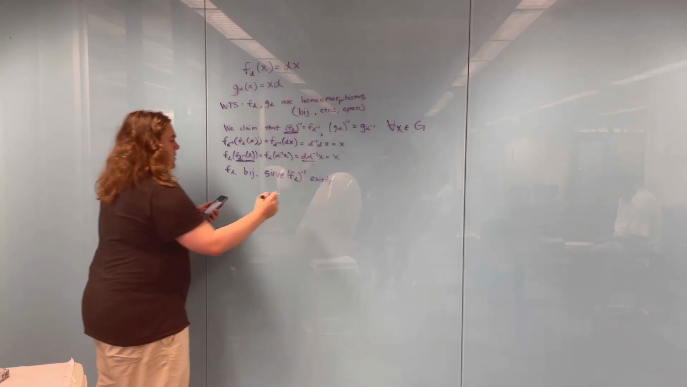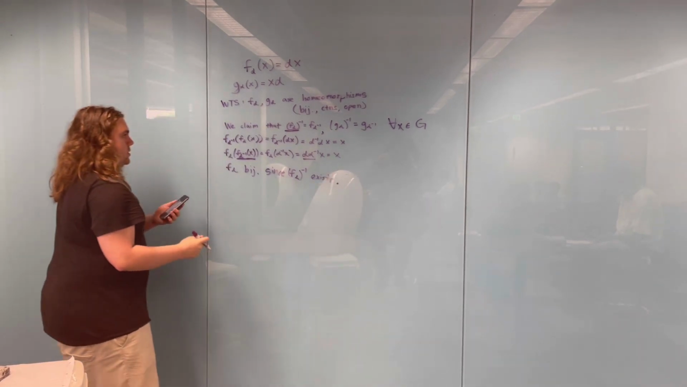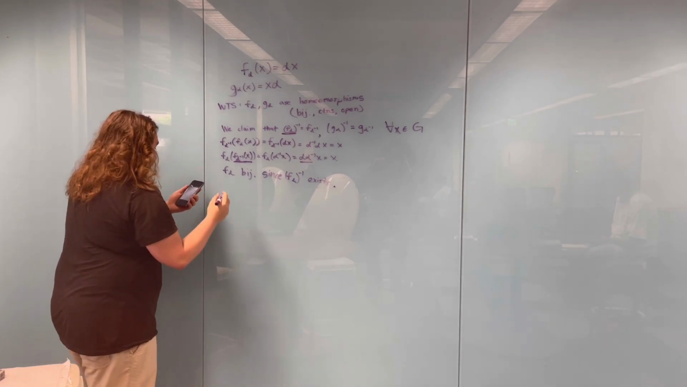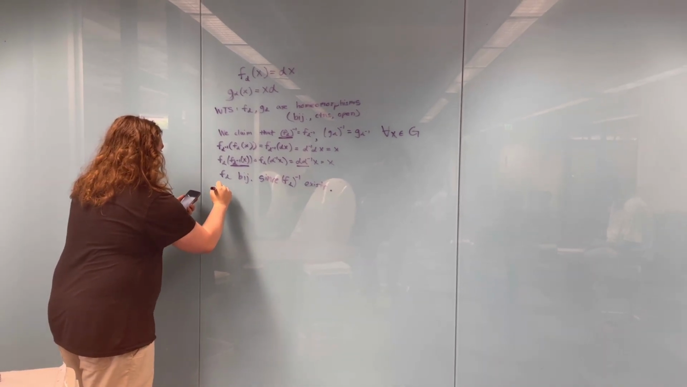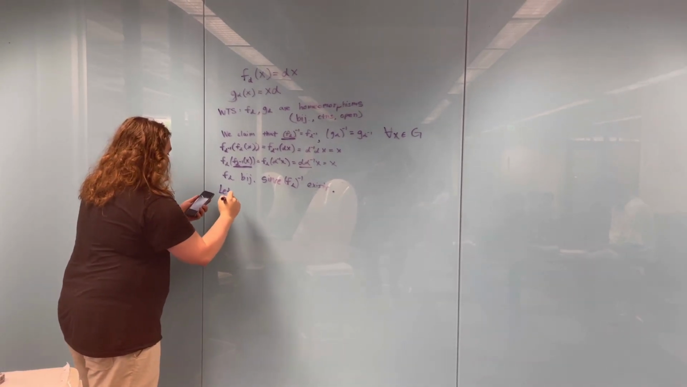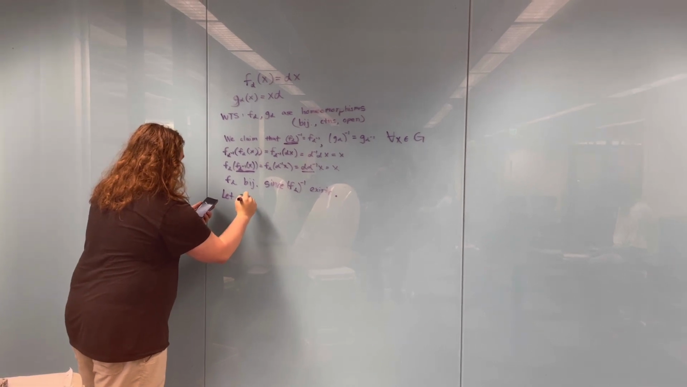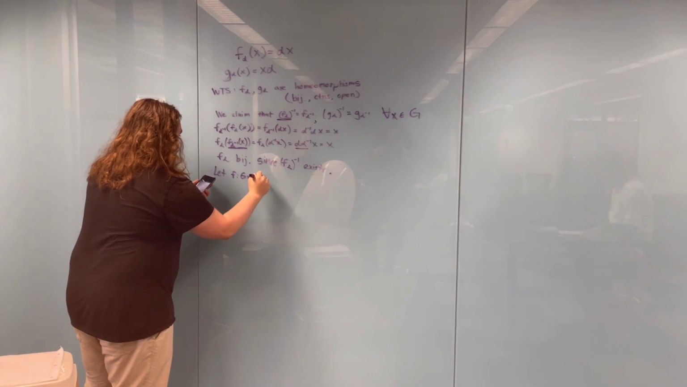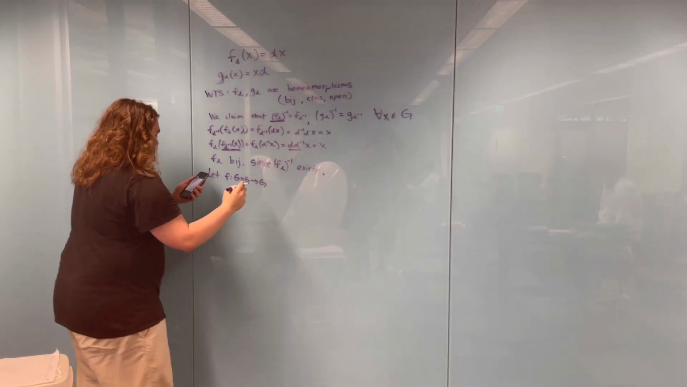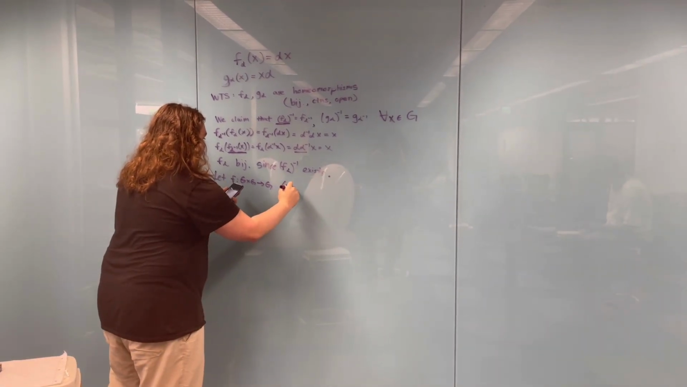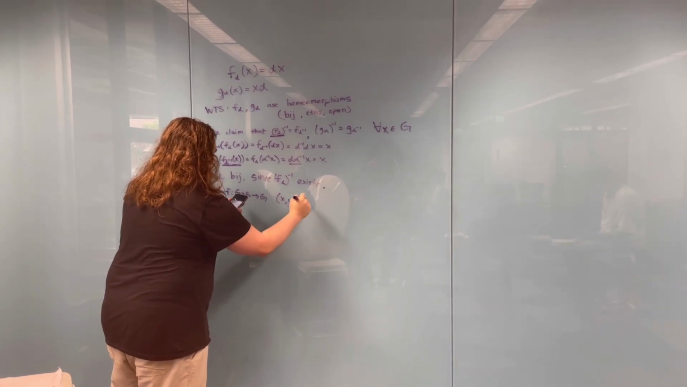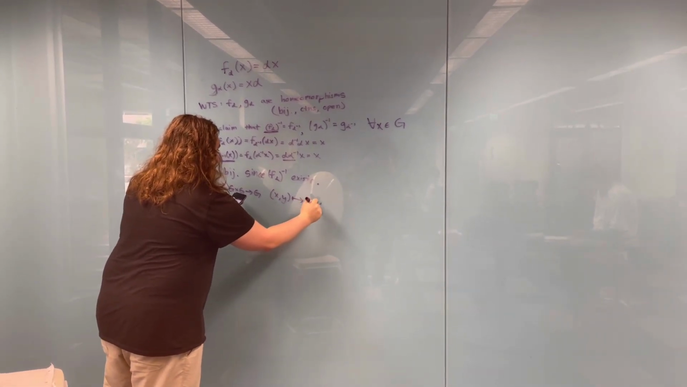So now we're gonna change gears a little bit, and we're going to define a new function. So we're gonna let f from G cross G to G, which sends an ordered pair x, y to x times y.